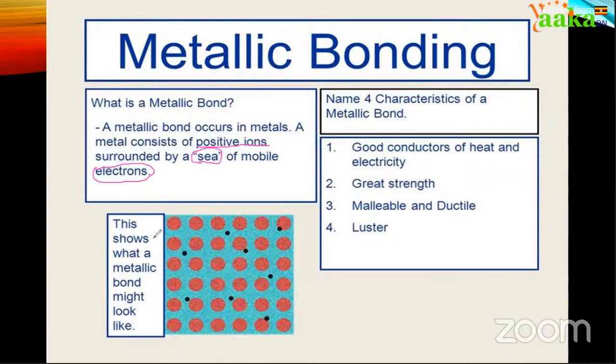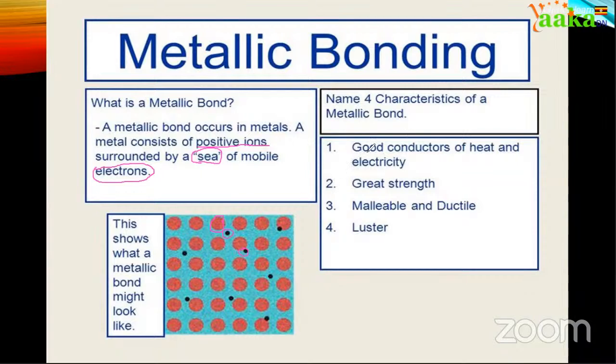Now here, this diagrammatic representation shows us what we mean. This shows what a metallic bond might look like. We see the positive ions surrounded by these electrons. And that is the makeup of metals. And that shows how the metallic bond works. Okay. Positive ions surrounded by a sea of electrons.